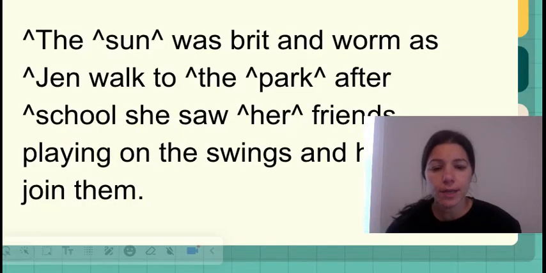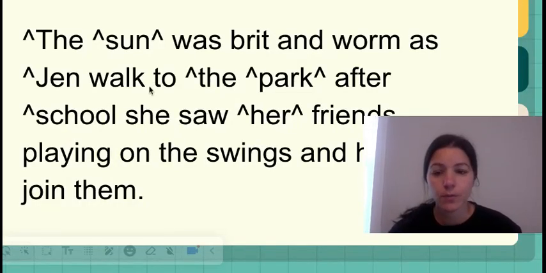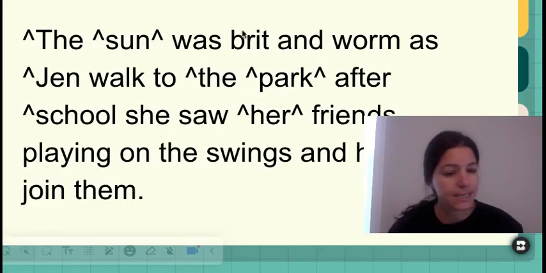So if you take a look at this writing sample, right? There's carets, and then some words don't have carets in between them. So the, uppercase T, has a caret. Sun and the make sense. They're spelled correctly. Caret. Was, sun was. There's a caret, spelled correctly. Was bright. Bright is not spelled correctly. They do not get a caret. Bright and are not spelled correctly. Do not get a caret.